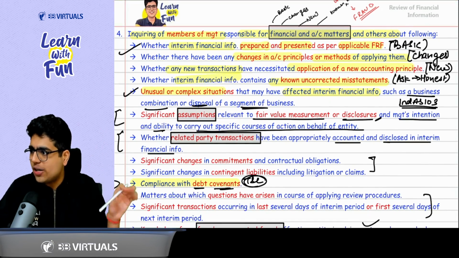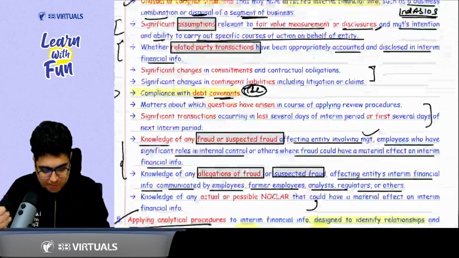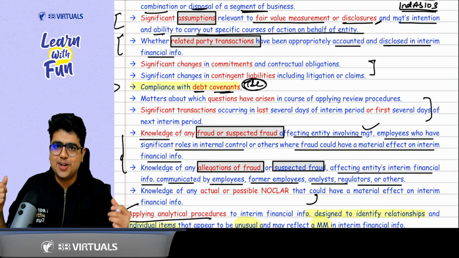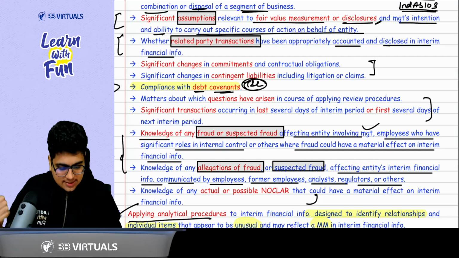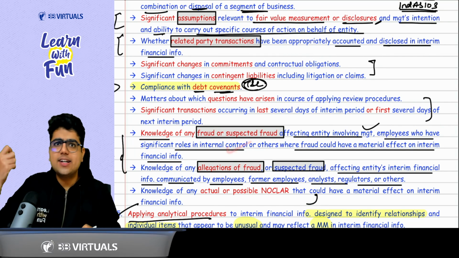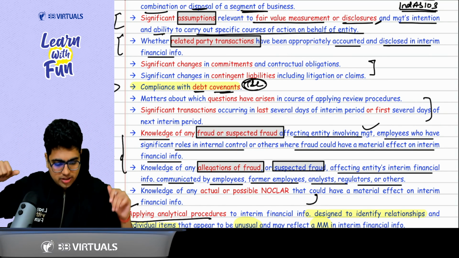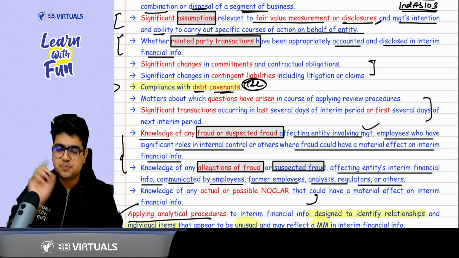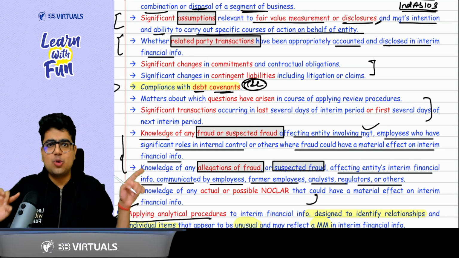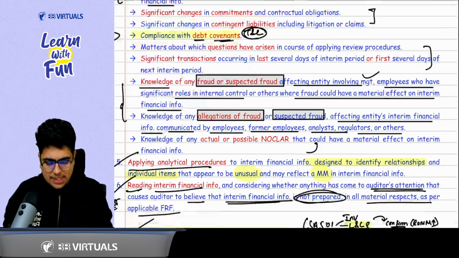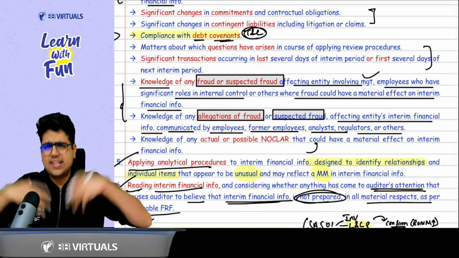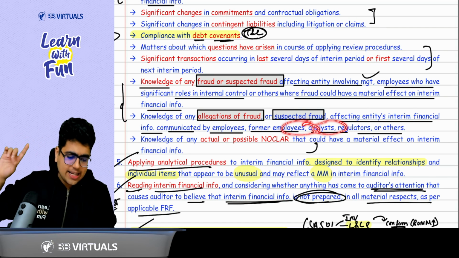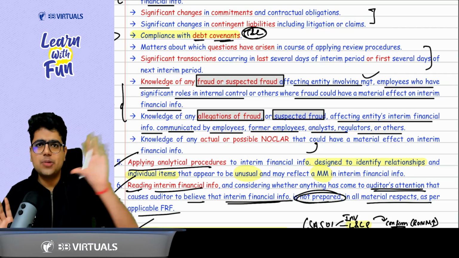So the next few points are about fraud only. Fraud means any fraud which has been done by the people who were protecting the entity. Sir, people who were protecting the entity, yes. Employees who were maintaining the internal control, they are themselves doing the fraud. Or any fraud which has a material effect on interim financial information. Plus any other fraud which has been told by a third party. Sir, third party, like any employee, internal or external party, any employee or a former employee or any analyst or regulator, they have communicated the fraud.